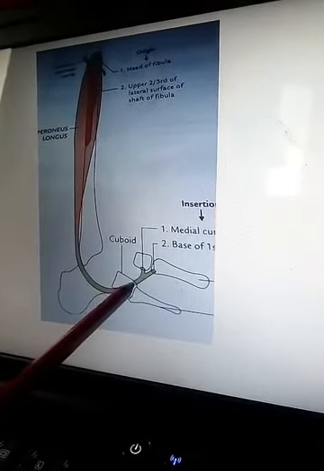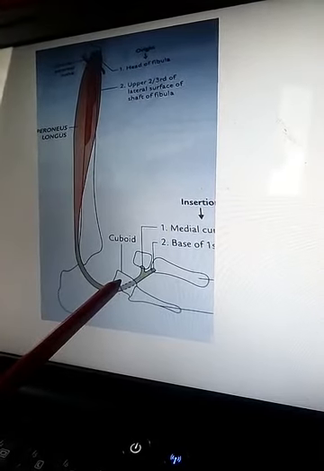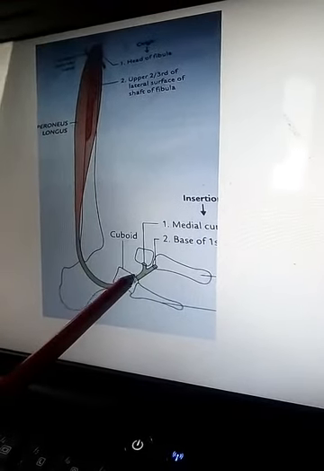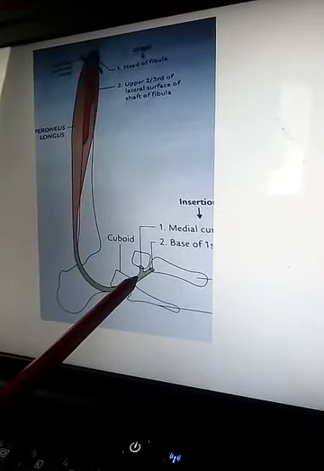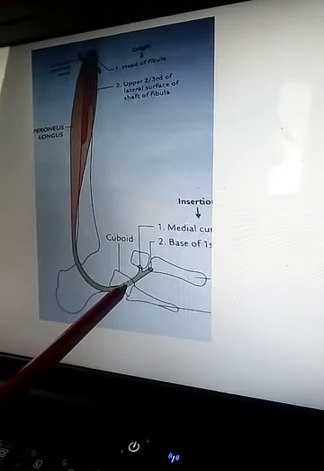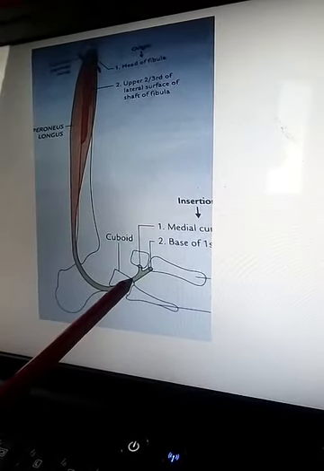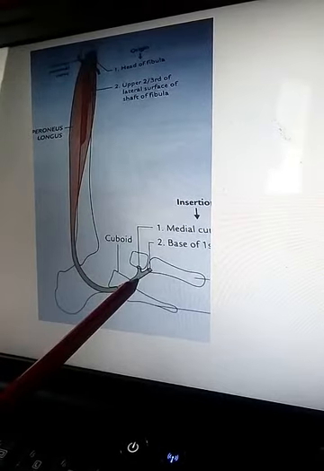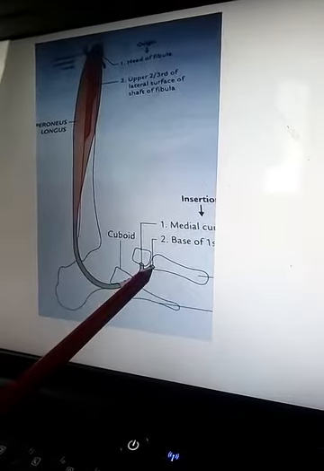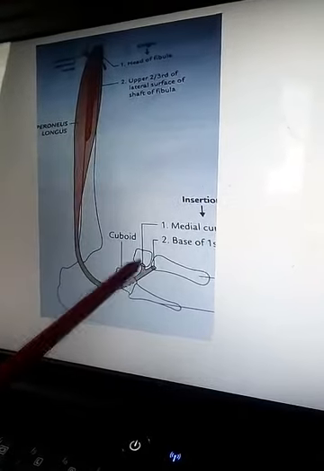On reaching the cuboid bone, the tendon of Peroneus longus changes its direction for the second time to pass through the osseofibrous tunnel on the plantar surface of the cuboid. This is the osseofibrous tunnel. It then crosses the sole of the foot obliquely from lateral to medial side to be inserted into the inferolateral surface of the base of the first metatarsal bone and the adjacent part of the medial cuneiform.